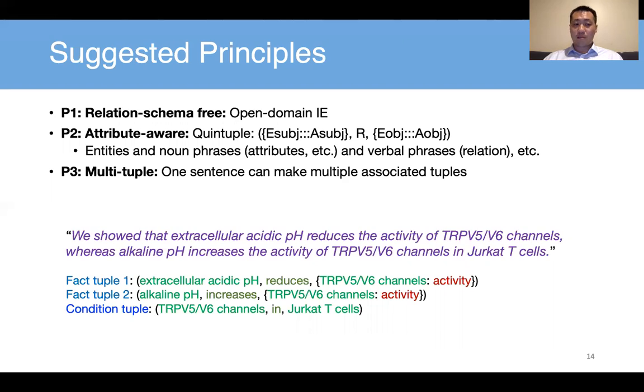The last one is multi-tuple. One sentence should not just give you one relation. One sentence may give you one or multiple fact tuples, as well as one or multiple condition tuples that associate with these facts. We have given an example in the second part of the tutorial talking about conditional statement extraction, how conditions are essential in scientific statements, and how we can extract that information using natural language processing.